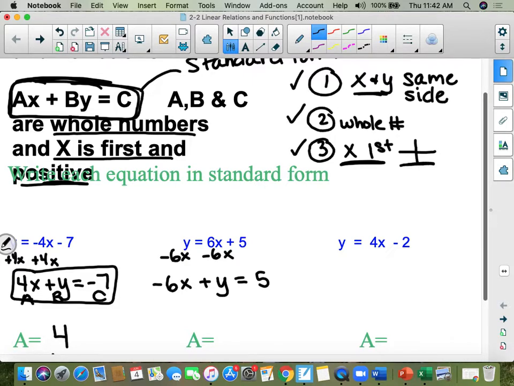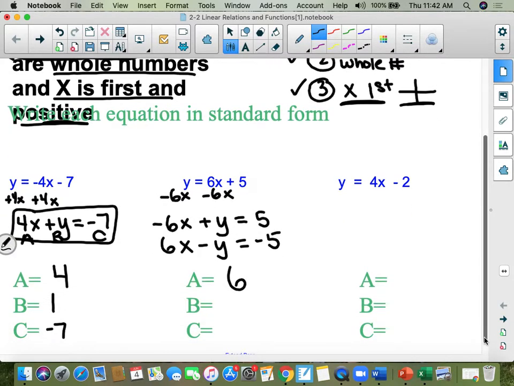And how do I check that off? If it's not, all I'm going to do is change everything to their opposite. So instead of a negative 6x, it's a positive 6x. Instead of a positive y, it's a negative y. And since it's a positive 5, it's a negative 5. So that's how you make x positive. If you look up here again, see I'm circling this. My a value is 6. My b value is a negative 1. And my c value is a negative 5.